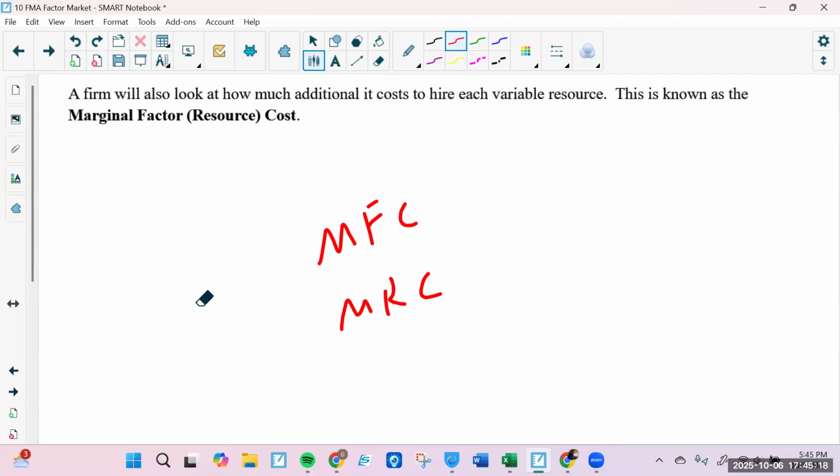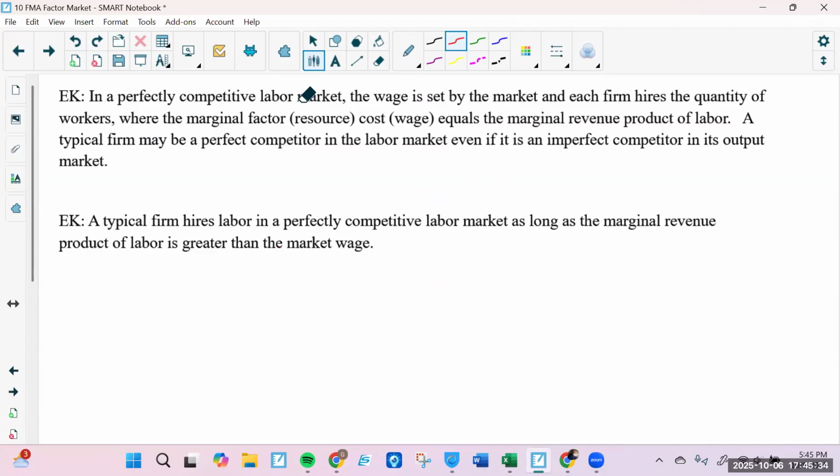And for a perfect competitor, it's equal to wage. Only for a perfect competitor. When we get to imperfect competition in the factor market, it will not be, and that's looking like that'll be next week. All right, so in a perfect competitive labor market, the wage is set by the market, and each firm hires the quantity of workers where the marginal factor cost, which is the same thing as wage, equals the marginal revenue product of labor. A typical firm may be a perfect competitor in the labor market and an imperfect competitor in an output market.